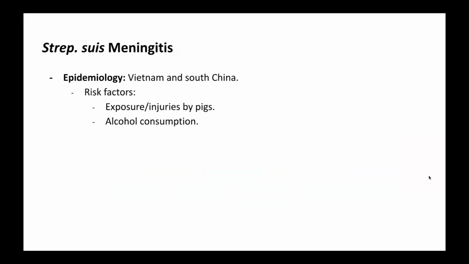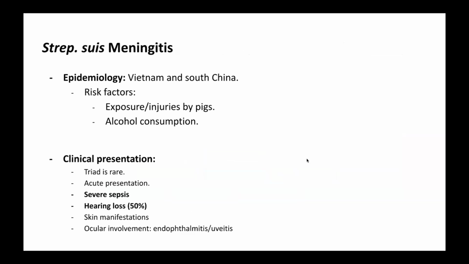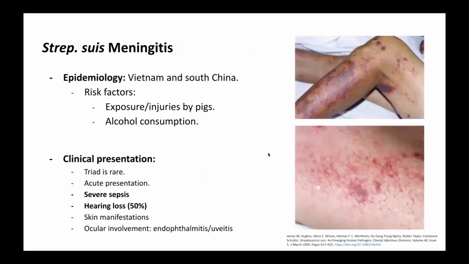Strep suis is a gram-positive bacteria that is very prevalent in Vietnam and in Southeast Asia. The risk factors include exposure or injuries by pigs. And this patient had a history that they were a farmer and they also were from Vietnam. Alcohol consumption has also been shown to be a risk factor. And the most common presentation is indeed meningitis, which presents most commonly with altered mental status.